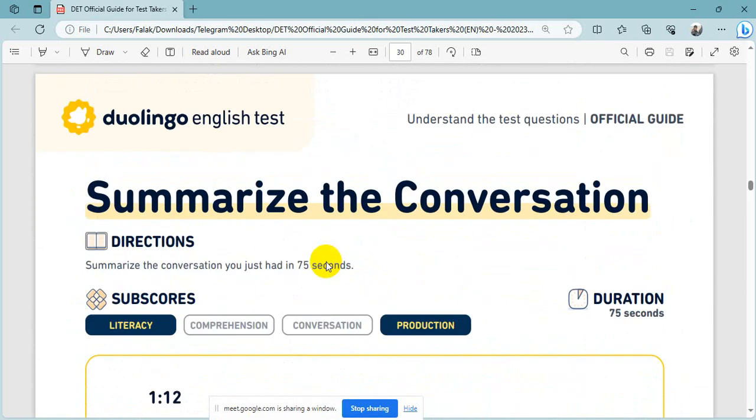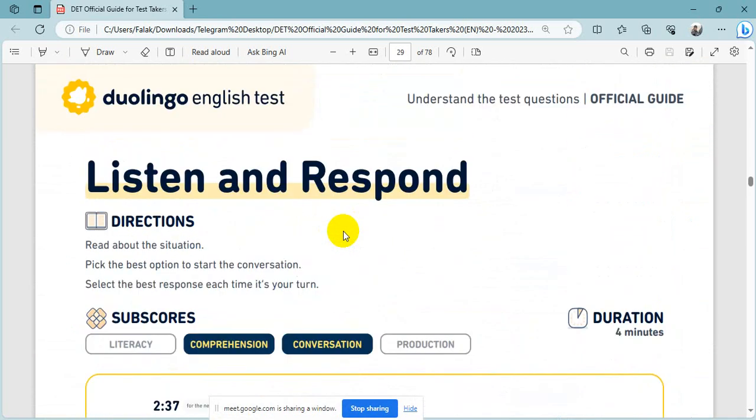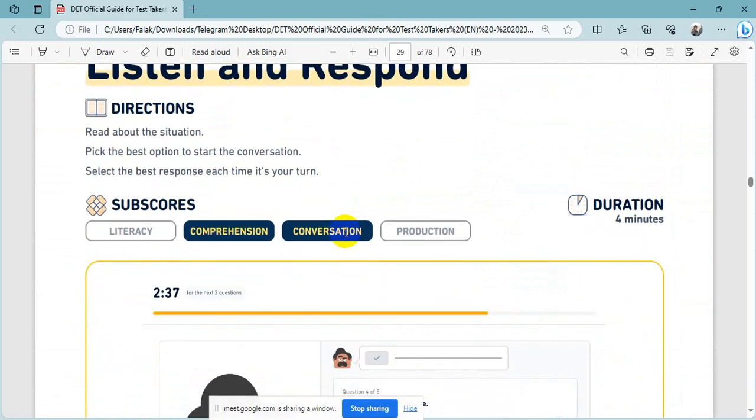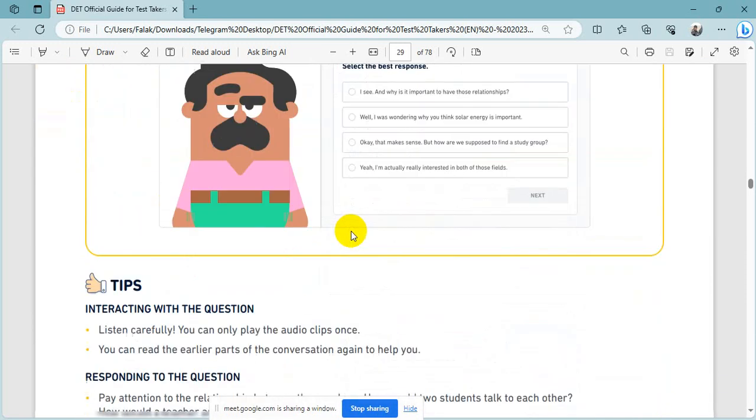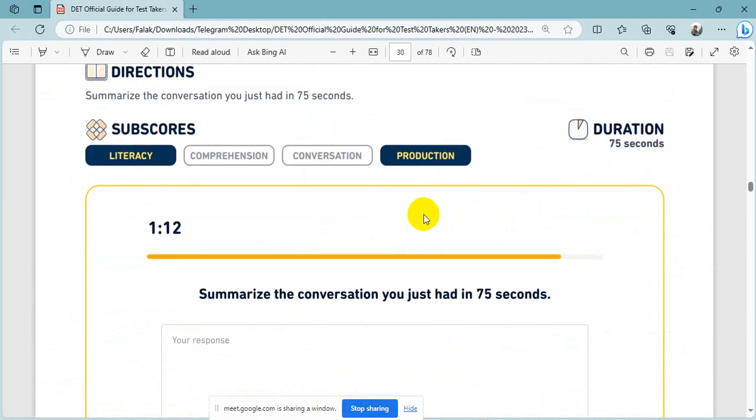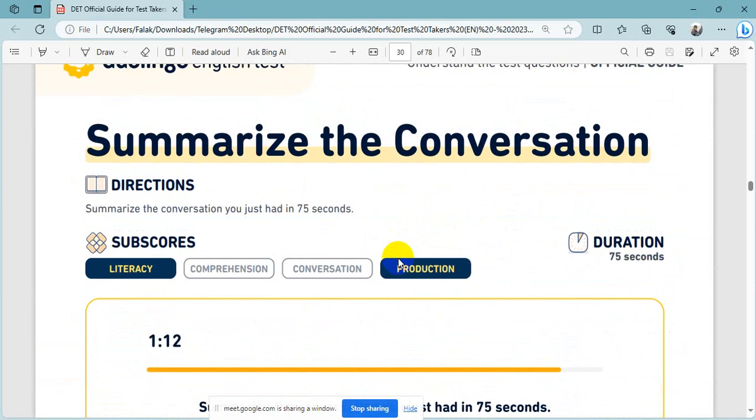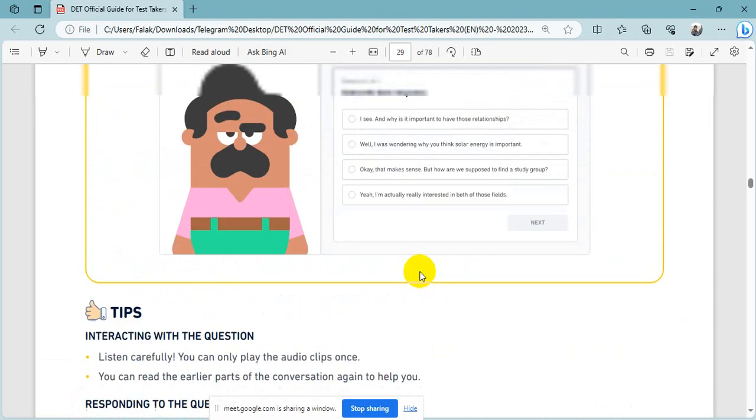So the last question type that we have spoken about was summarize the conversation. This was in fact the conversation that you previously had with the robot in the listen and respond part. We have spoken about how to do this conversation with the robot, how to listen and respond to that question type. And in summarize the conversation, we have spoken that you have just 75 seconds to summarize all the conversation you have had with the robot. And if your performance was good in this question type, your literacy and production score increases.